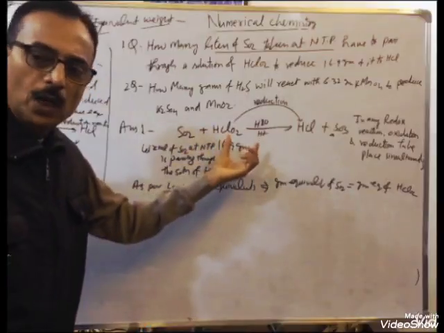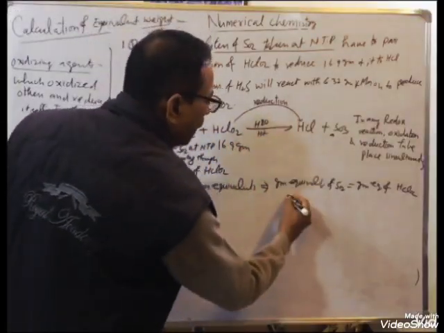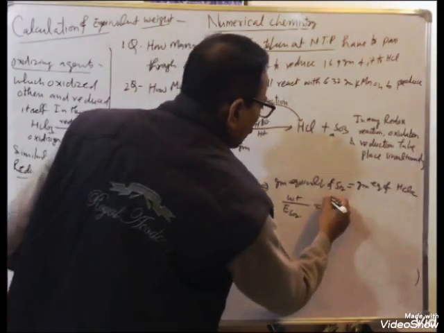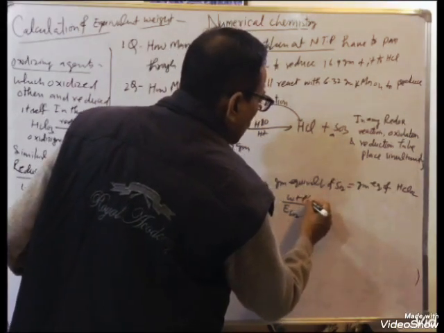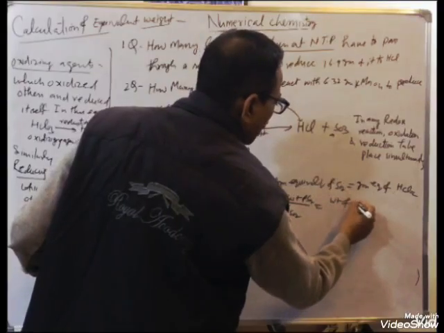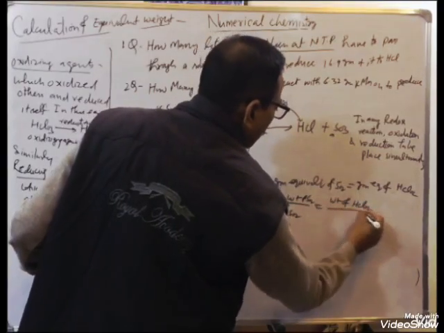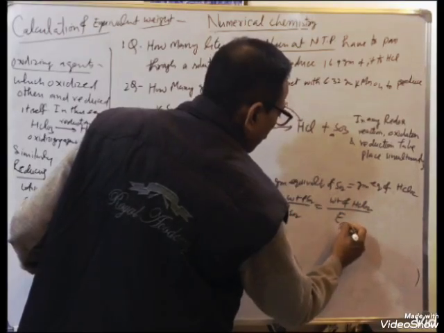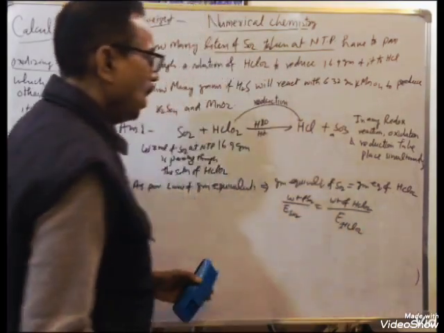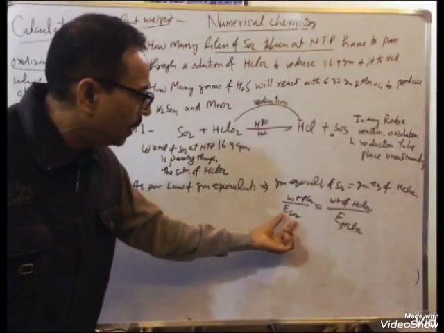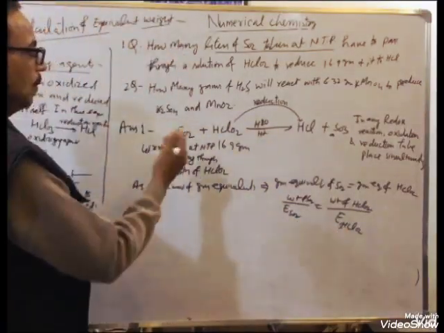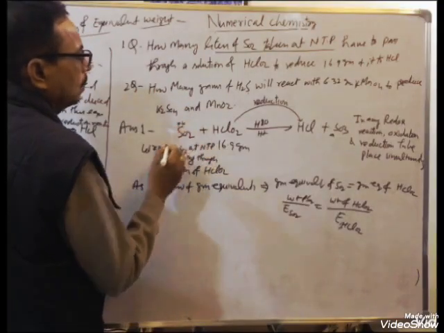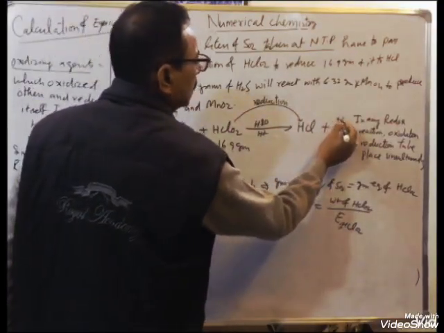Since the gram equivalents of both are equal, and you define gram equivalent as weight divided by equivalent weight, the weight of SO2 divided by equivalent weight of SO2 is equal to the weight of HClO2 divided by the equivalent weight of HClO2. Now first you calculate the equivalent weight of SO2 and this. Here we see sulfur is +4, here +6.